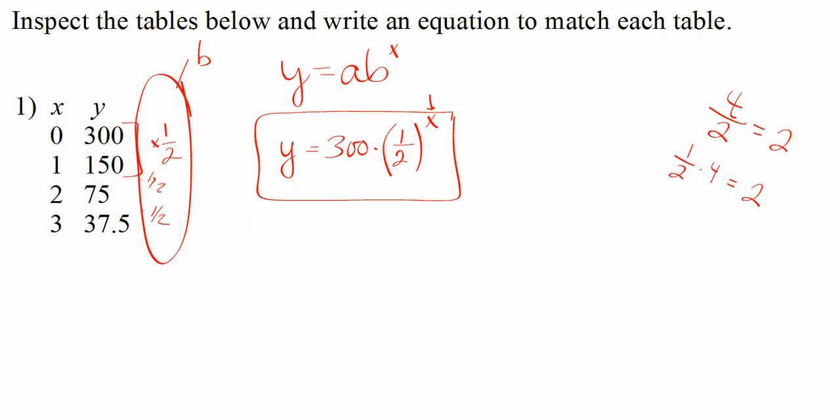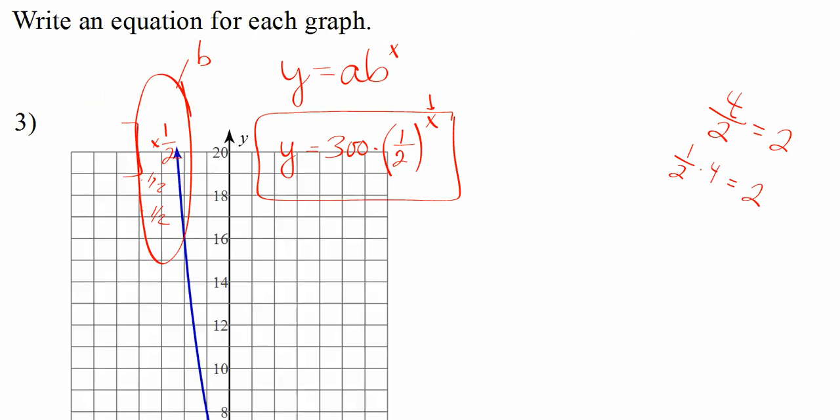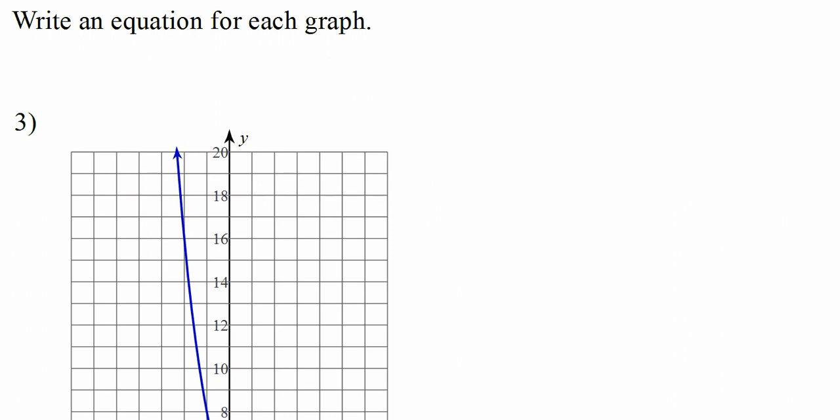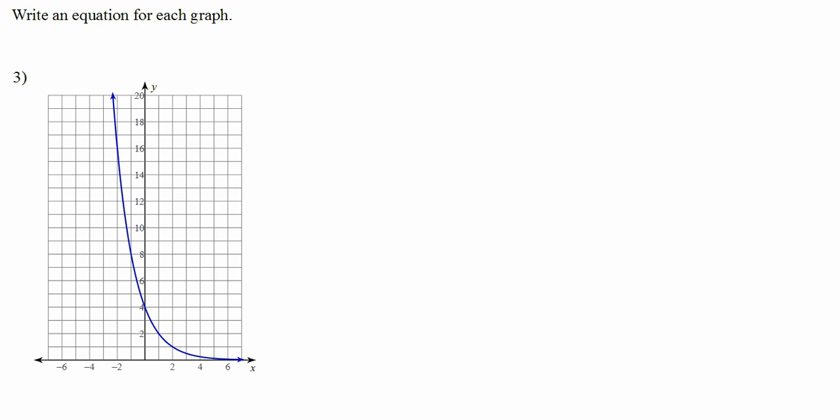Let's jump over and do number 3. So number 3, we've got this graph, and again we need to write the equation for the function that we see here. Okay? So if we want to write the equation, we need to know what kind of function this is, and then what are the important points for this function. So if it's quadratic, you want to know the vertex. If it's linear, you want to know the slope and you want to know the y-intercept.